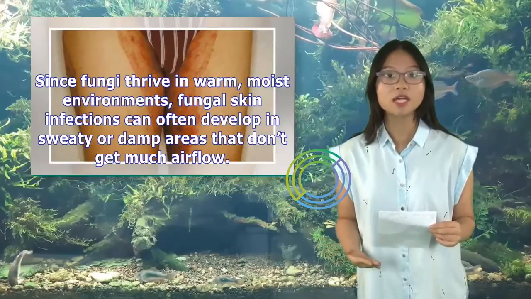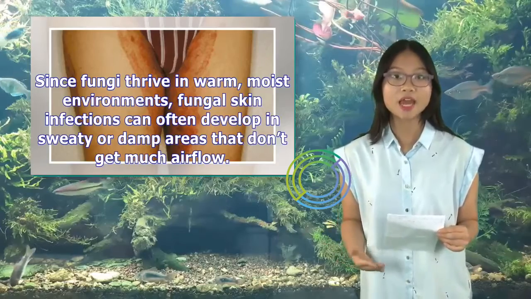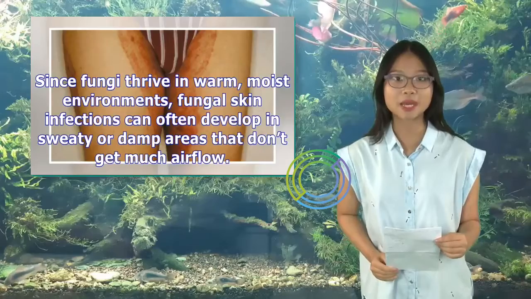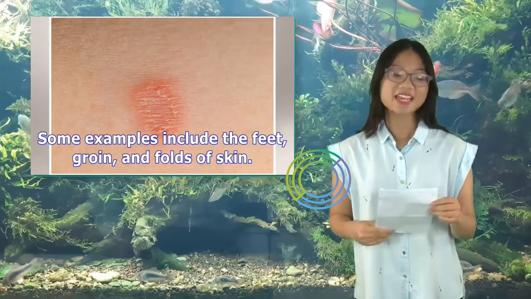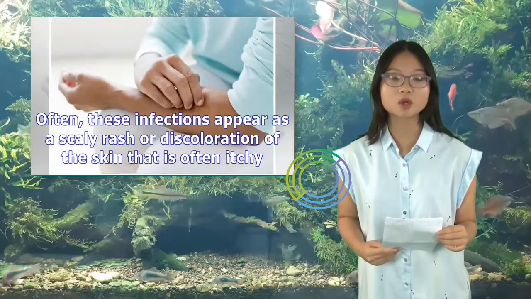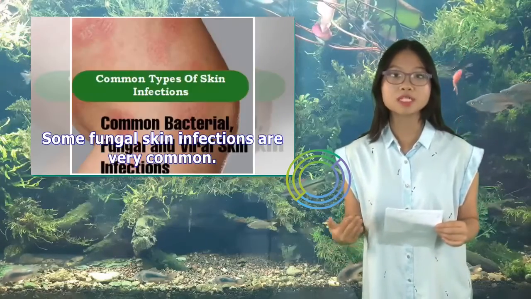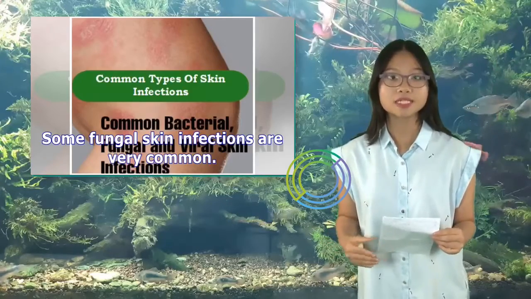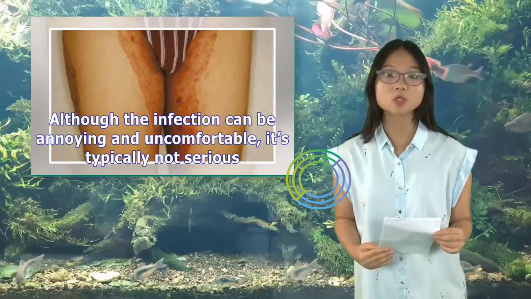Since fungi thrive in warm, moist environments, fungal skin infections can often develop in sweaty or damp areas that don't get much airflow. Some examples include the feet, groin, and folds of skin. Often, these infections appear as a scaly rash or discoloration of the skin that is often itchy. Some fungal skin infections are very common. Although the infection can be annoying and uncomfortable, it's typically not serious.